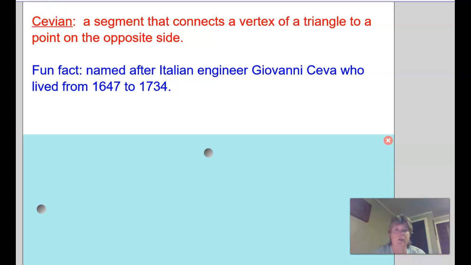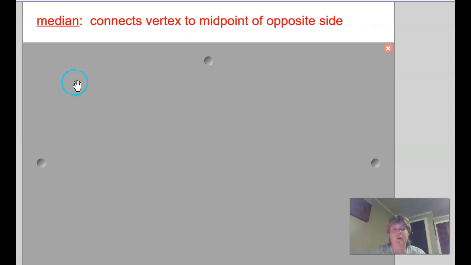So the first one, these are sort of in no particular order. The first one is a median. And if you think about what median means, think back to when you did statistics. The median is the middle number in a set of data when it's in order. You can think about the median on the highway, it's between the northbound and southbound lanes. It's in the middle. So median, you should associate that word with middle.